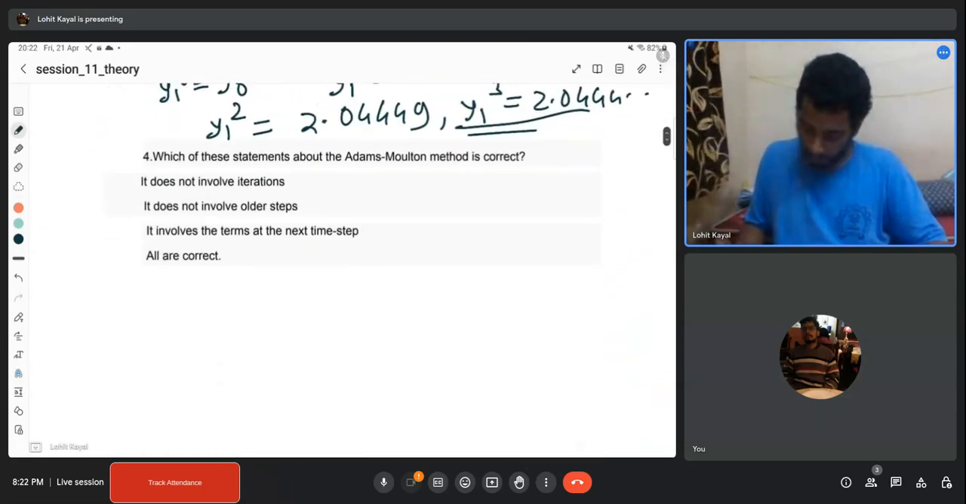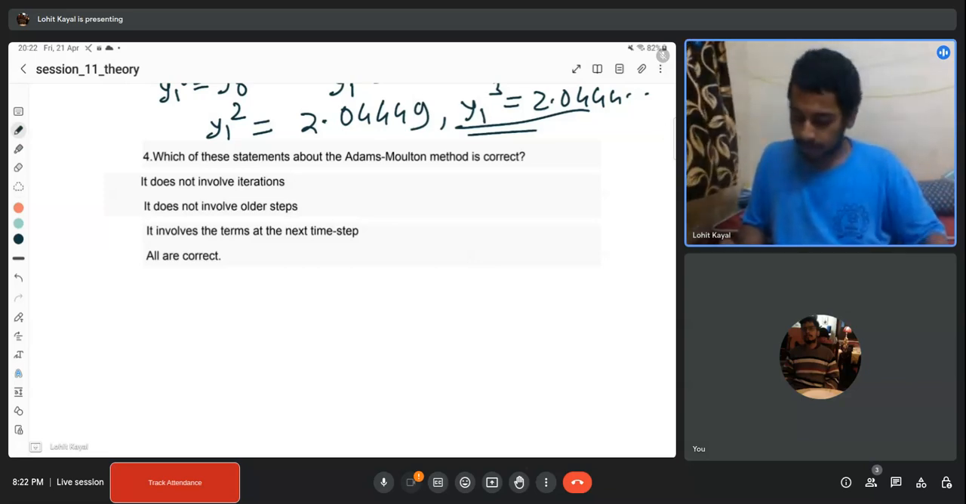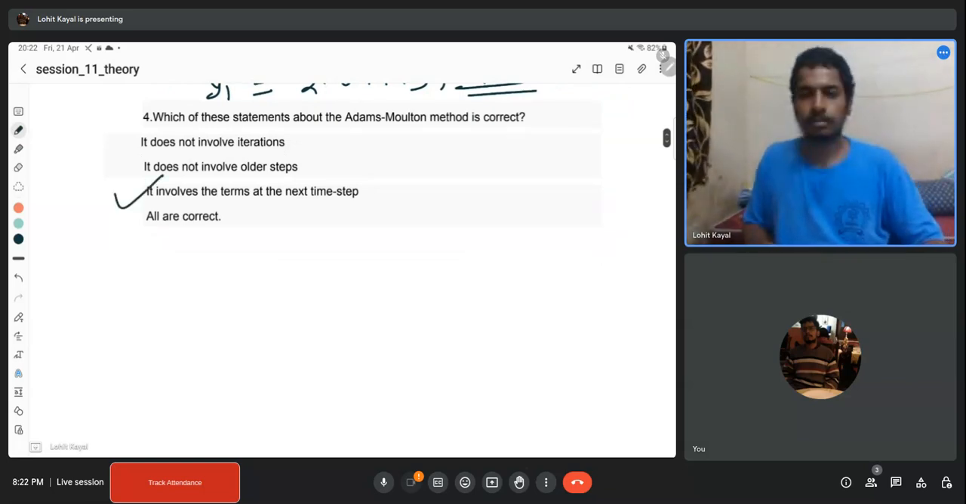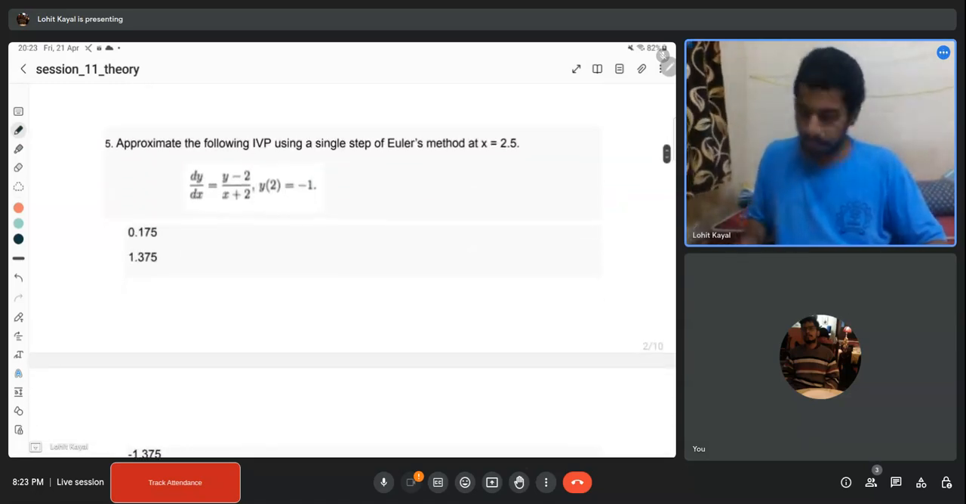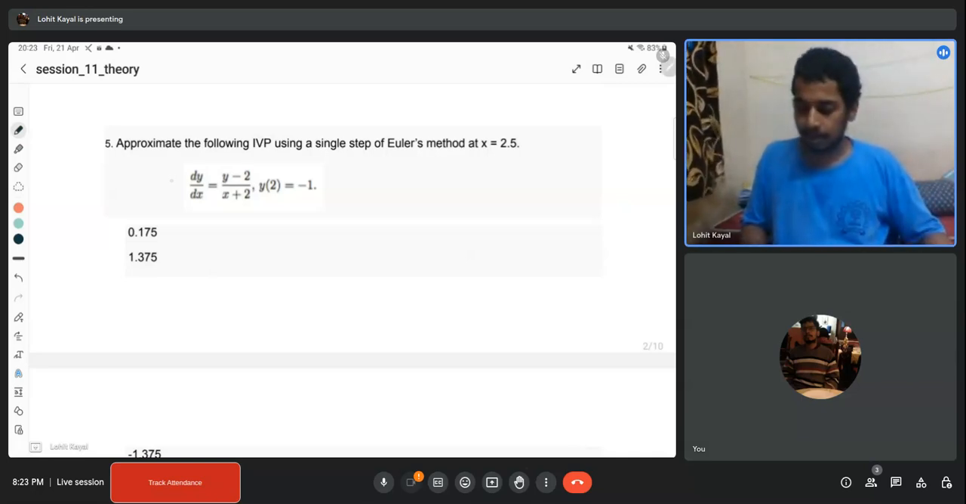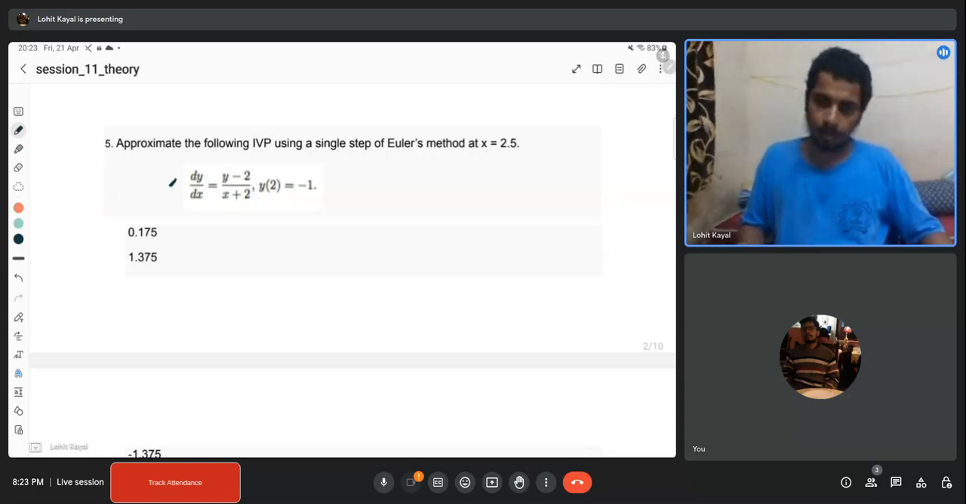Okay. Now, which of the statement about the Adams-Moulton method is correct? This is the correct statement, right? It involves the terms at the next time step. Okay. Right. Now you need to use Euler's technique. This is the explicit Euler technique to solve the problem at x equal to 2.5. So first I will use the explicit Euler technique. This is analytically solvable, so I can always compare the answer with the analytical solution. Then I will show that using the analytical solution, we are getting exactly the same answer.